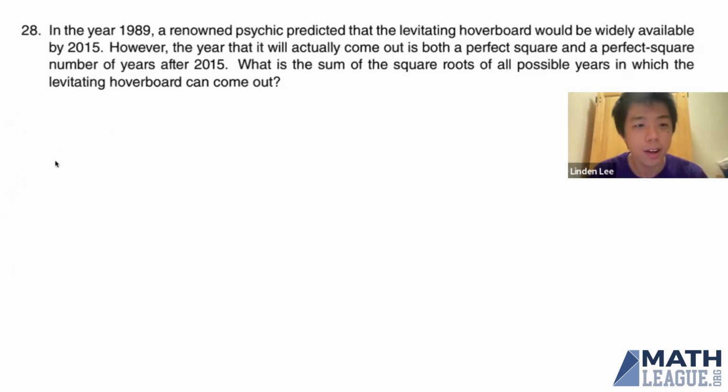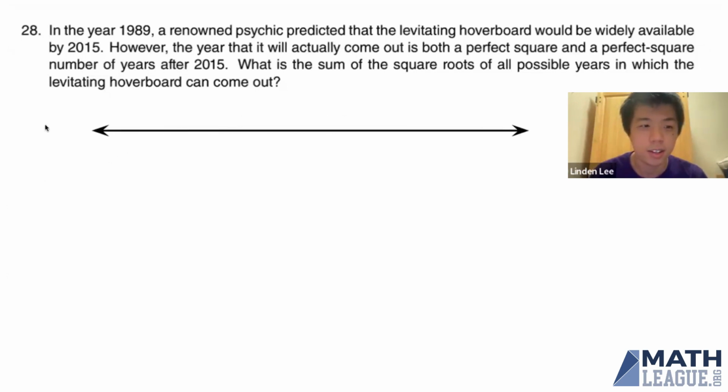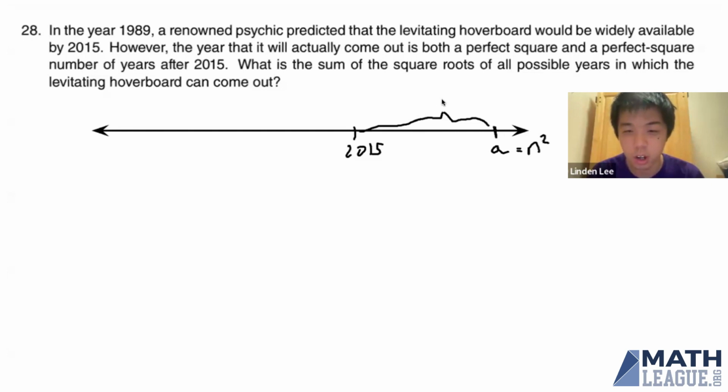So why don't we go ahead and try to visualize a timeline. And we're going to say that this over here is year 2015. And this over here is the year that the hoverboard is going to come out. We're going to call it year A. And we know that A is a perfect square, so we can write this as n squared. What we also know is that this distance, the number of years after 2015, is also a perfect square, so we're going to call it k squared.